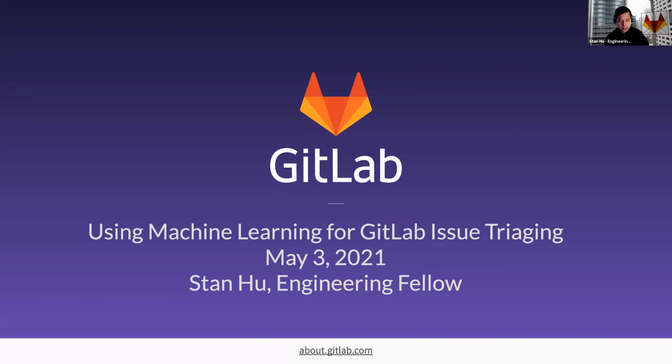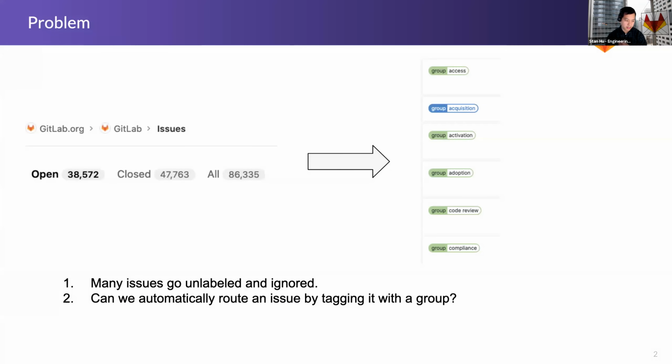All right. This talk is on using machine learning for GitLab issue triaging. My name is Stan Hu. I want to start off with the problem.